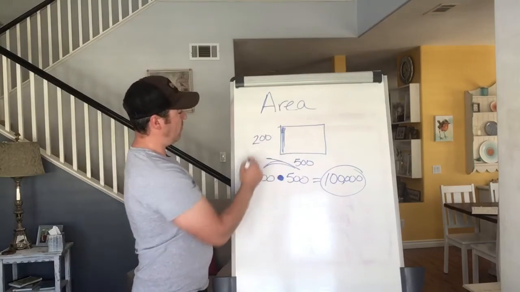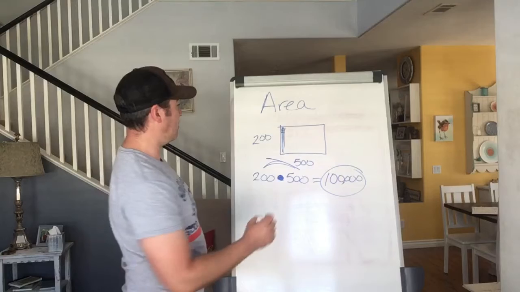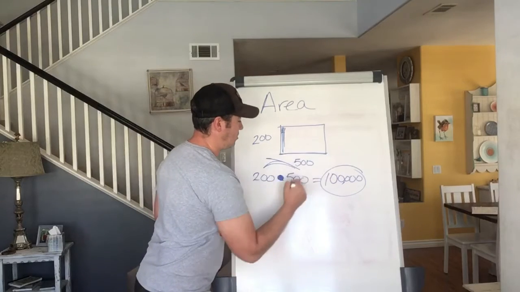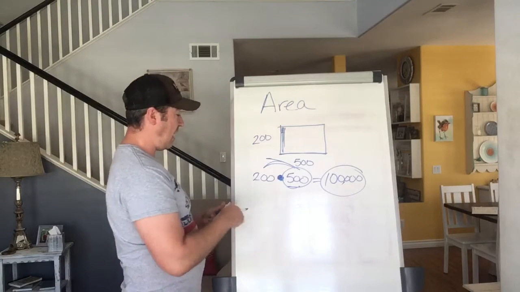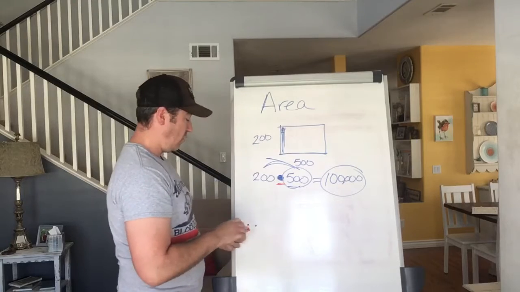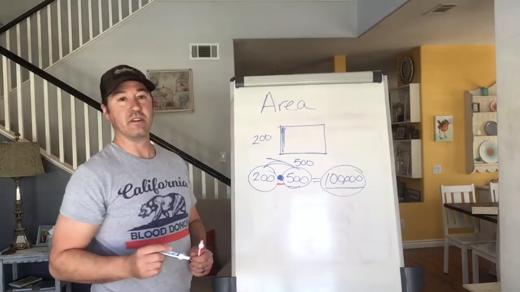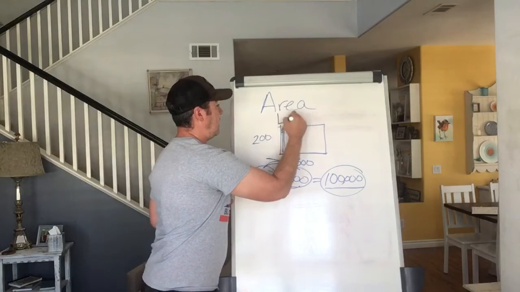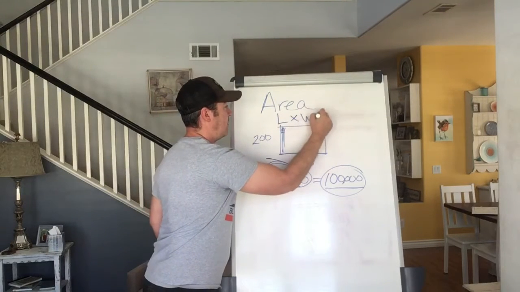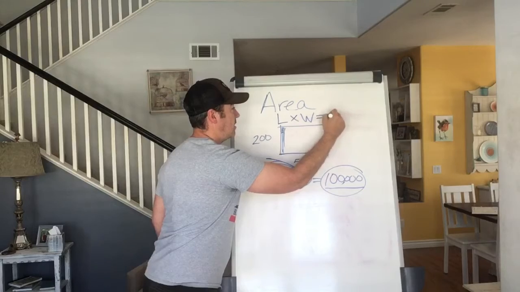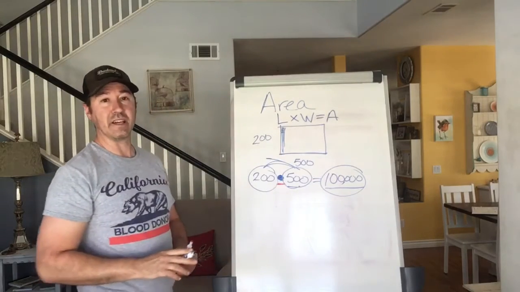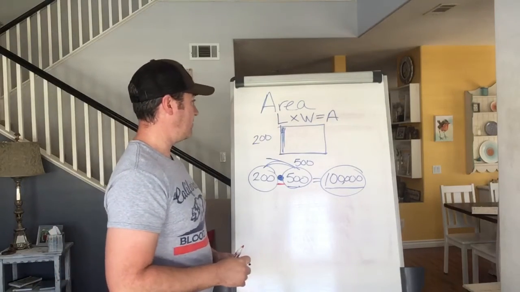So when we look at that, the way we would describe that with algebra is we took our length, which was 500, times our width, which was 200, to give us our area. So our area formula is going to be length times width equals area. Length times width equals area.